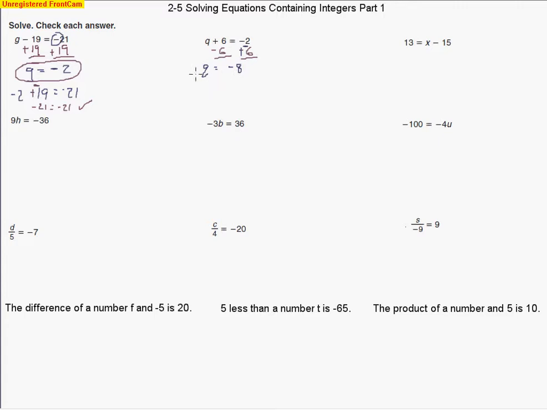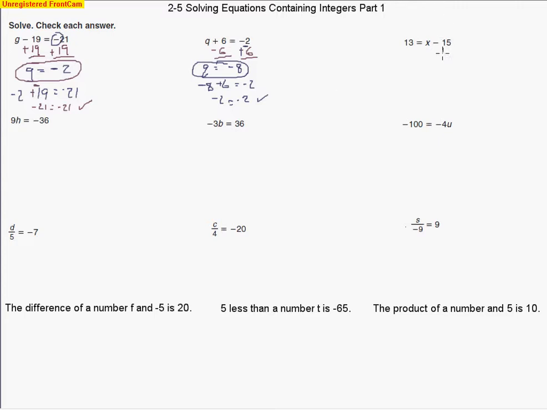But before I circle it and call it my answer, let's go ahead and check it. So let's take that negative 8 and substitute it back in for q. So negative 8 plus 6 equals negative 2. Sure enough, these are opposite in sign, so I subtract, and more negatives than positives. So yes, negative 2 does equal negative 2. It is the correct answer. So in all of these problems, you can check to see if you're doing it right just by substituting your answer back into the equation.